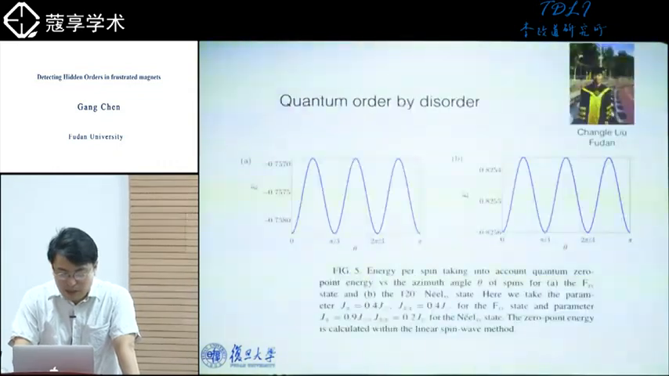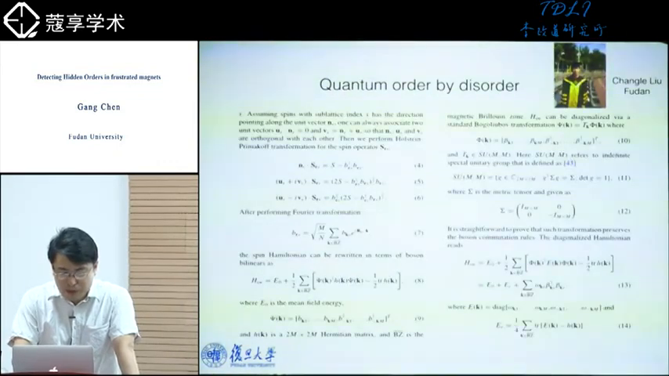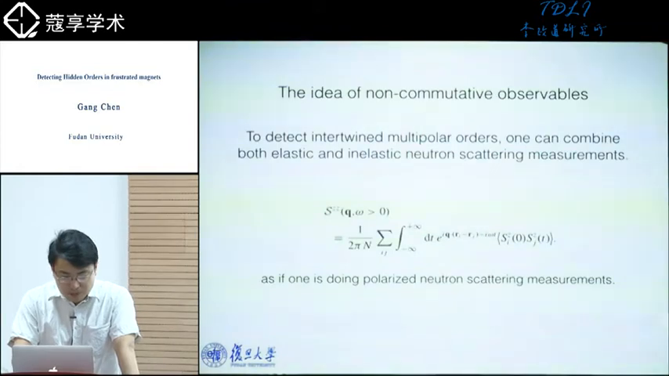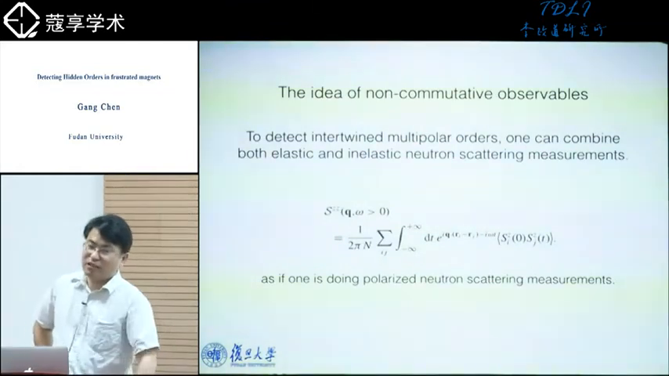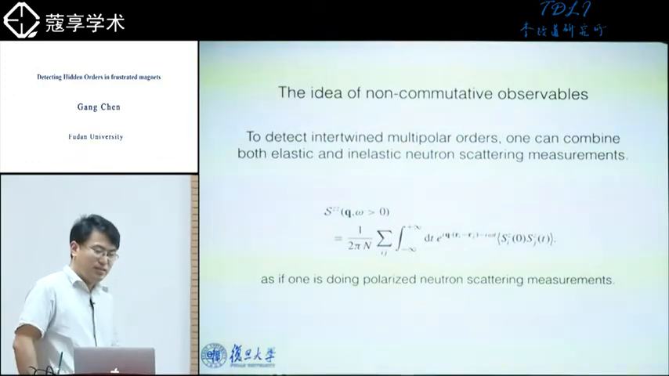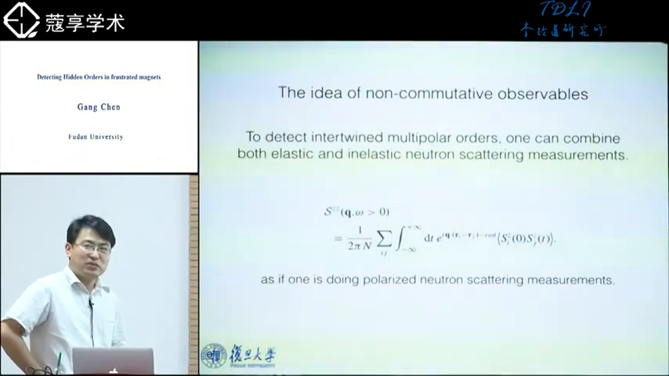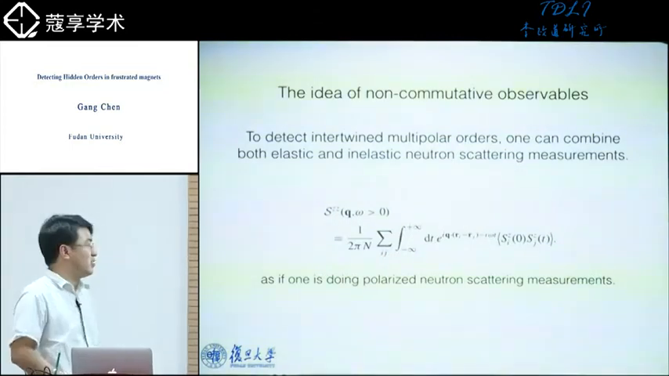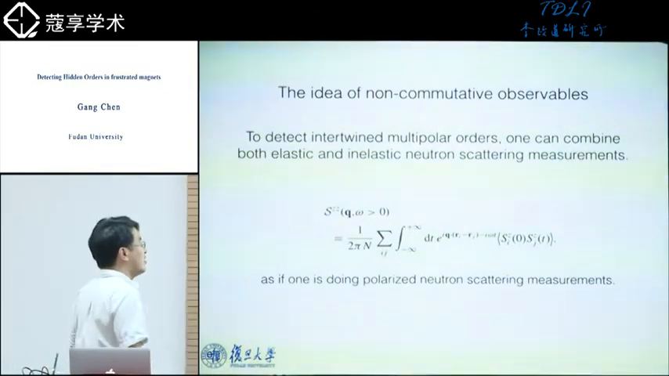So now I want to explain how to detect these hidden orders. The idea is, I got 20 minutes maybe. 30 minutes. Yeah. No, 1:30 to 20 minutes is enough. Because there are many. Yeah.